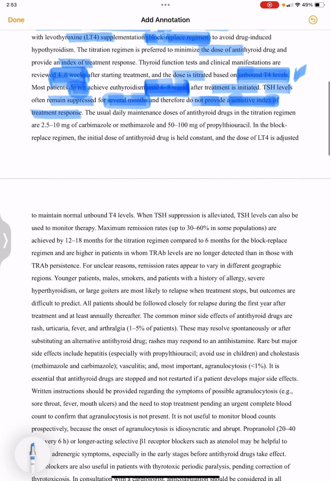The usual maintenance dose of antithyroid drugs in the titration regimen is 2.5 to 10 mg of carbimazole or methimazole and 50 to 100 mg of propylthiouracil. What is the usual daily maintenance dose in the titration regimen? So this is 2.5 to 10 mg of carbimazole or methimazole, and 50 to 100 milligrams of propylthiouracil.